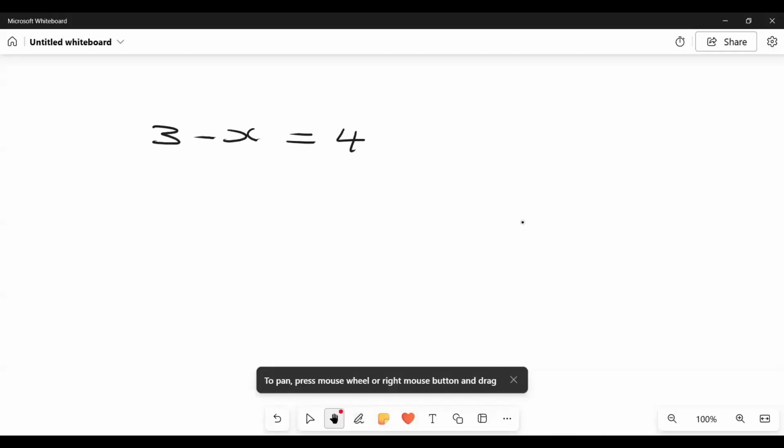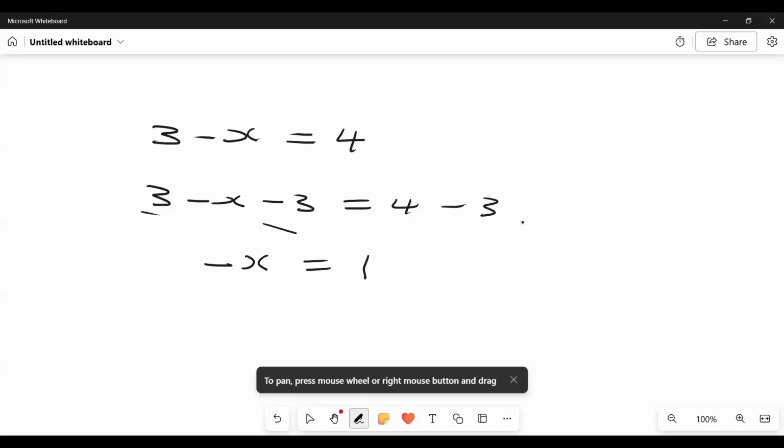All right, but what about this one? Some people, let's say, subtract 3 from both sides. So take 3 minus x, you can put a minus 3 here, 4 minus 3, good. So this 3 minus that 3 becomes 0, and you're left with minus x equal to 4 minus 3 equal 1. But we're not done there because we want x and not minus x.